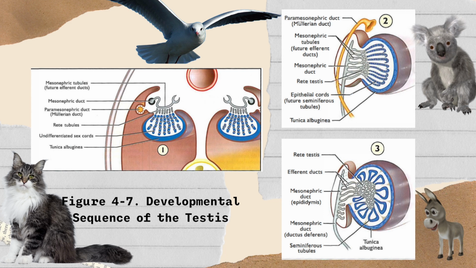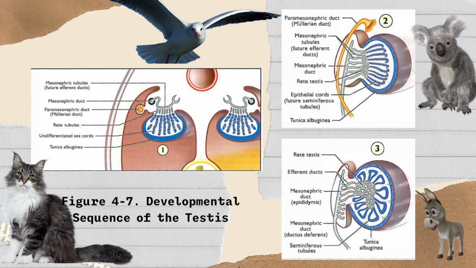For the second figure, the rete tubules and the mesonephric tubules are now interconnected to provide continuity between the undifferentiated sex cords that are now developing into epithelial cords. These will become seminiferous tubules. The paramesonephric duct is beginning to degenerate.